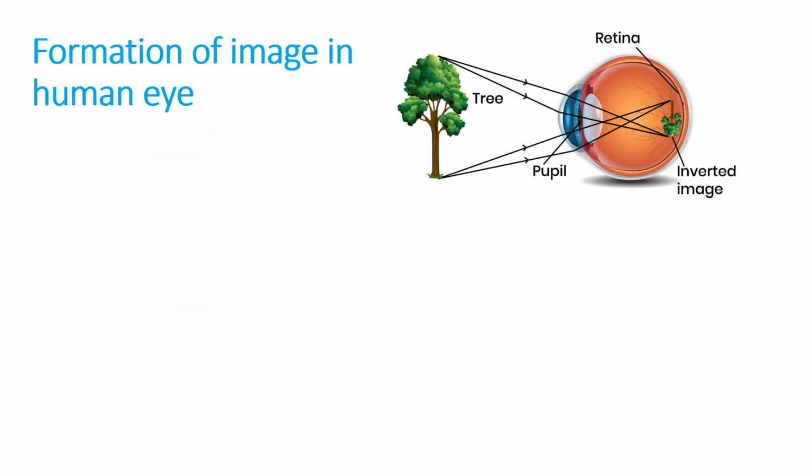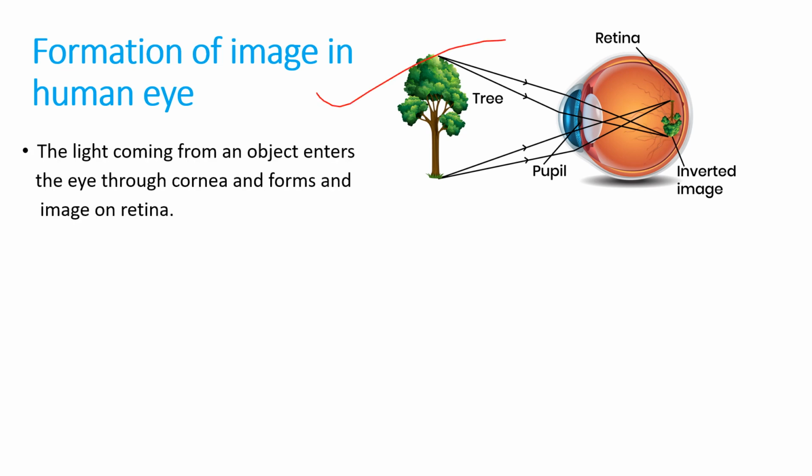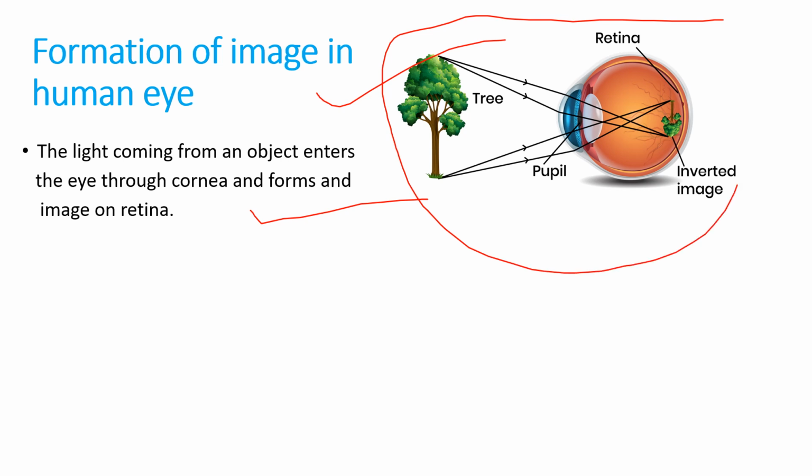Now we'll see formation of image in human eye. How the image is formed. In the lens chapter, students, you have learned how the image is formed through either convex or concave lens. Correct? So now here we'll discuss formation of image in the human eye. So initially what happens? The light coming from an object enters the eye through the cornea and forms the image on the retina. In this image you can see how the image is formed.